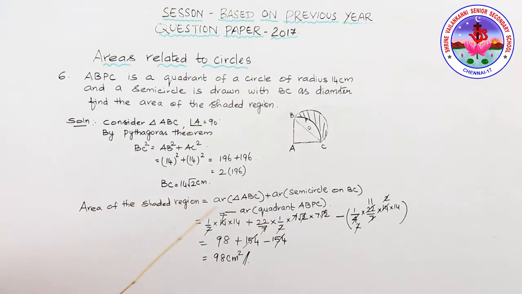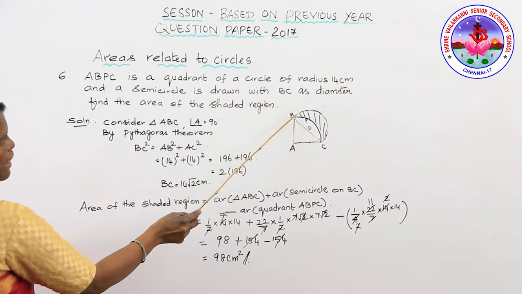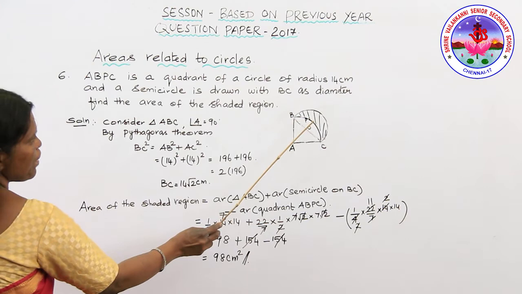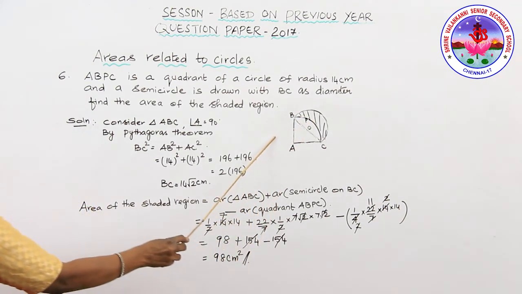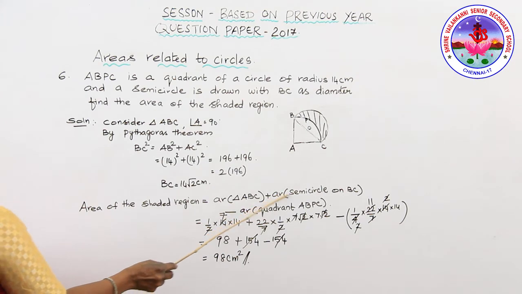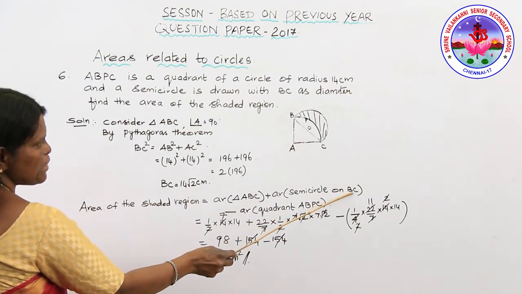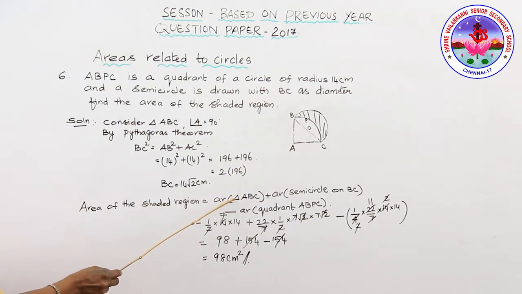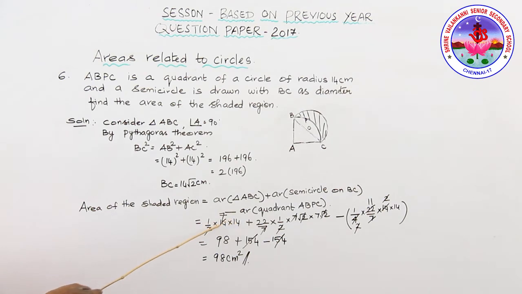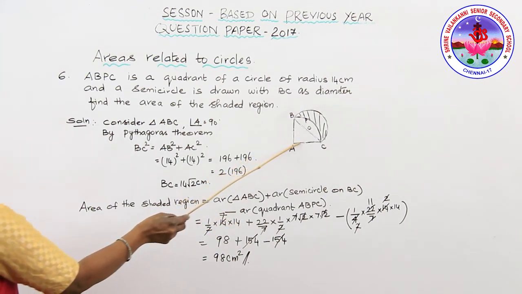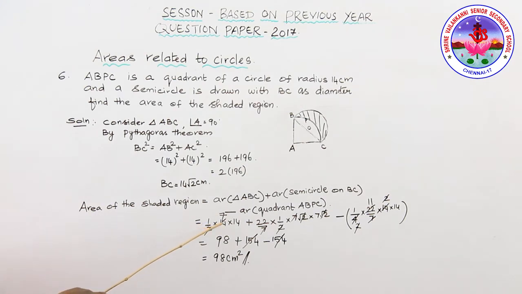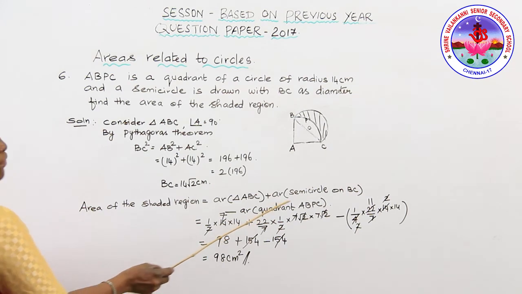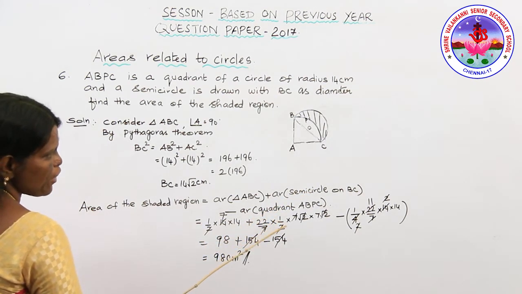Now area of the shaded region is equal to area of the triangle plus area of the semicircle. I will get the entire figure, and from this I am going to subtract the quadrant of a circle. So area of the triangle ABC plus area of the semicircle having the diameter as BC minus the area of the quadrant ABPC. Area of the triangle is half into base into height for a right angle triangle, where my base is 14, height is 14, half into 14 into 14. Area of the triangle plus area of the semicircle: area of the circle is pi r squared, semicircle is pi r squared by 2.